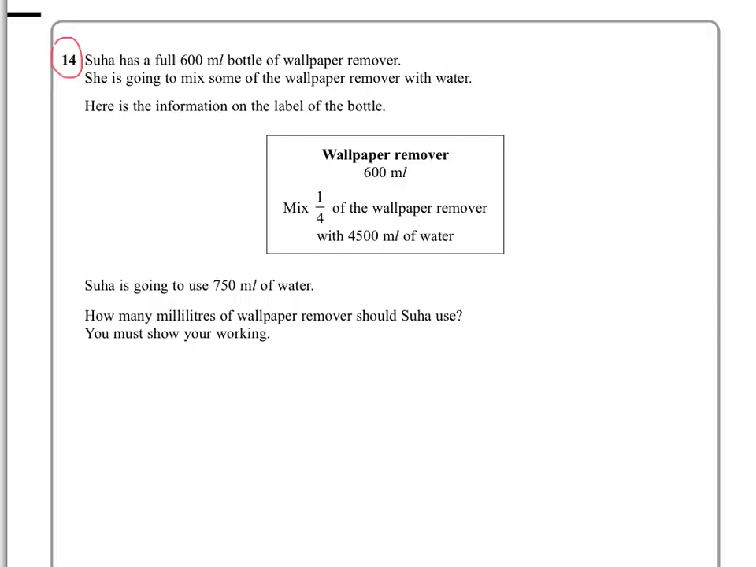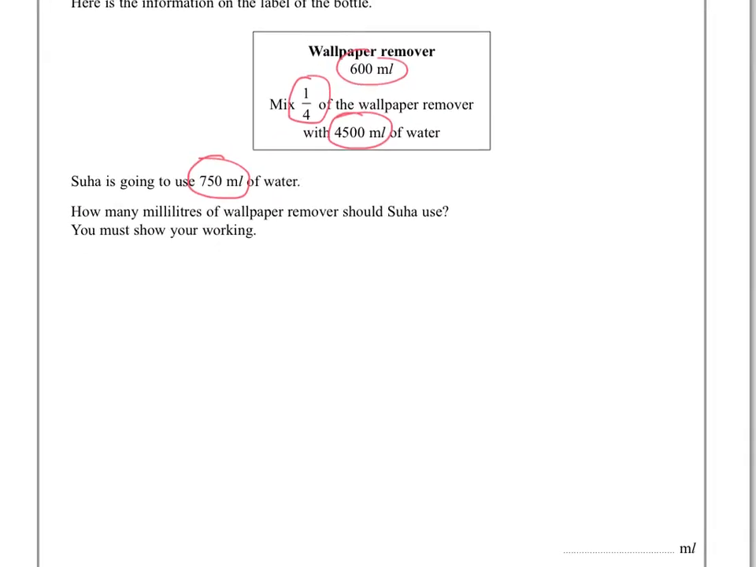Okay, this question. We have 600 millilitres of wallpaper remover, and we're going to mix some of this remover with water. Here is the information. On the bottle it says, we've got 600 millilitres in total. We want a quarter of that with 4,500 millilitres of water. We're going to use 750 millilitres of water, so how much wallpaper remover should we use? So this is just one of those recipe questions. Normally these recipe questions, we're making scones or cakes or something like that. In this question though, it's wallpaper remover, but we use exactly the same maths.